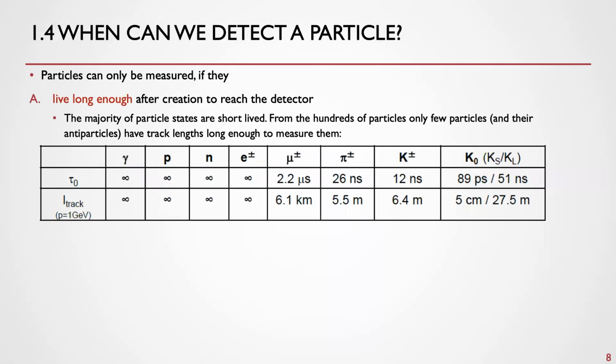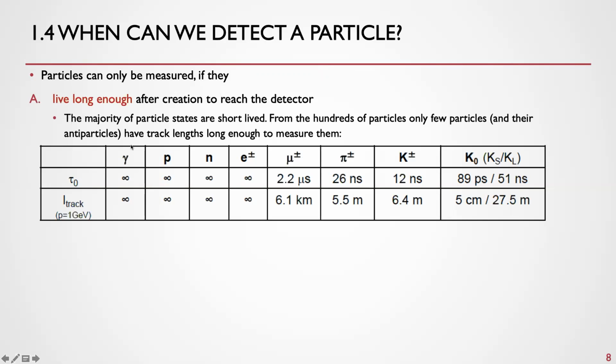Now, we have produced particles either in simulation or in reality. How can we detect them? Particles can be measured if they, point A, live long enough. If they decay instantly, you can only observe the decay products. Sounds obvious, but it is important. The majority of the particles are extremely short-lived. From the hundreds of particles, only very few have track lengths that are long enough that we measure them in the detector.